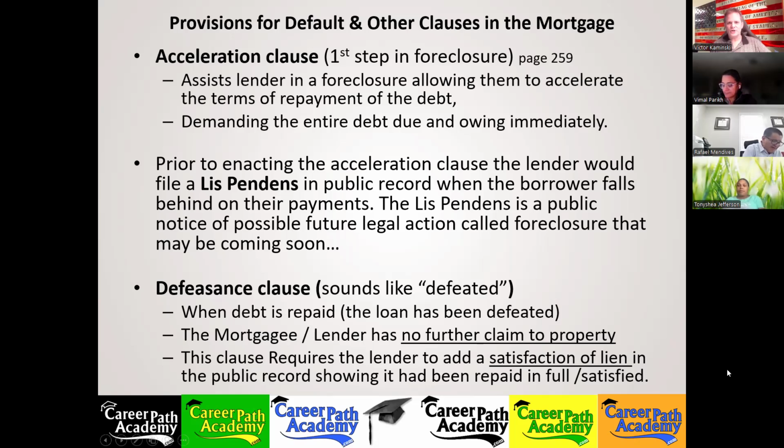So you need to know these terms: acceleration clause, lis pendens, and defeasance clause. And these aren't bad study notes for you right here, by the way. The lender will file a lis pendens. Yeah, and we learned about lis pendens back in chapter 5 or 6.